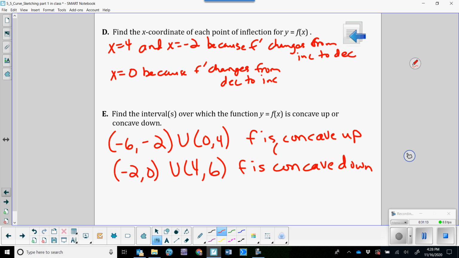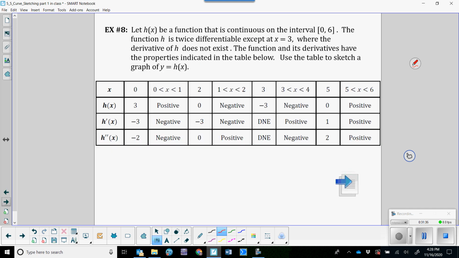And your reason is concave up because f double prime is greater than 0, and concave down because f double prime of x is less than 0. Okay, so those are your reasons. So that was quick on that one. So again, go back and look over that for a second and think about it. The last example we're going to do for the video is going to be example 8.